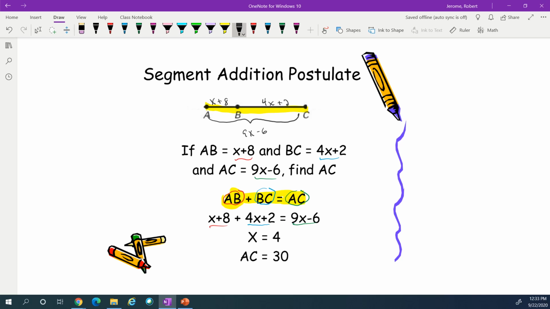Of course, we found x is 4, and they asked us for AC. They asked us to find AC. So I'm going to take the value of AC. AC equals 9x minus 6, and I'm going to substitute the 4 that we just found. And that's how I'm getting AC equals 30. All right, 36 minus 6 is 30. So I always have to reread the question.